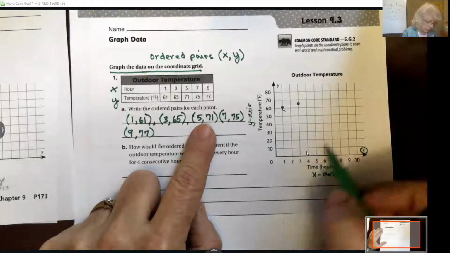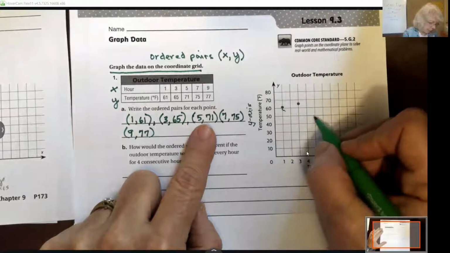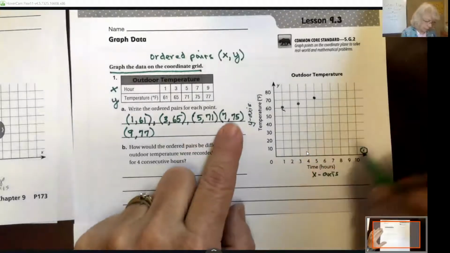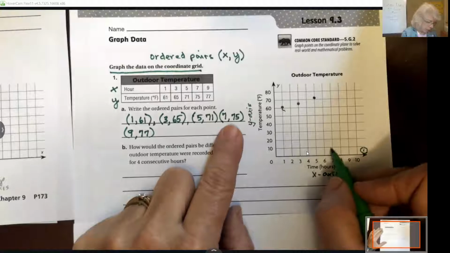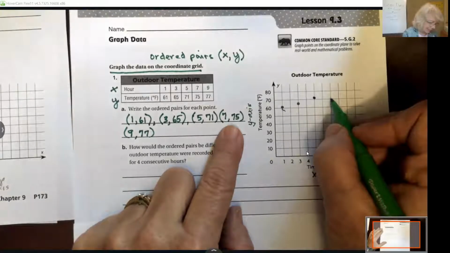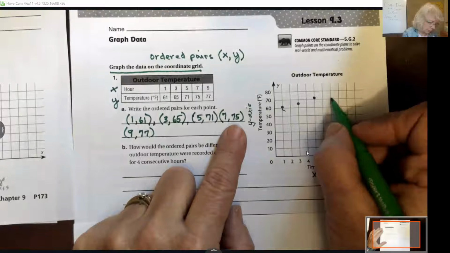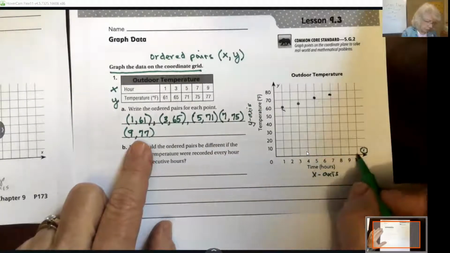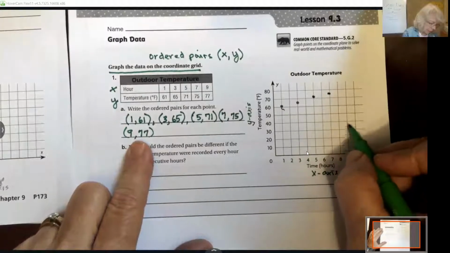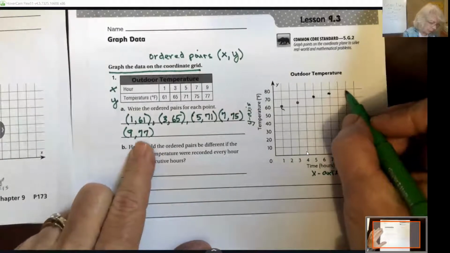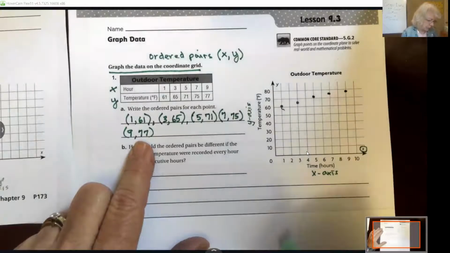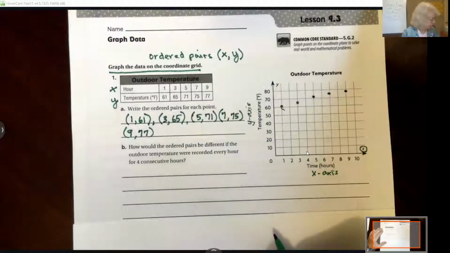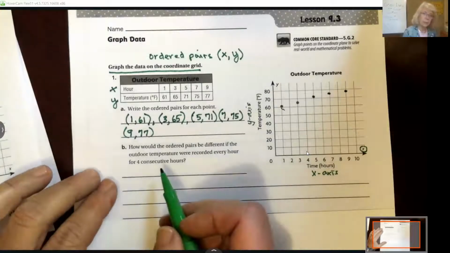So we're going to go over to 5, and we're going to go up until we get just past 70, call that 71. Now we're going to go over to 7, go up till we get just past 70. 75 would be halfway between 70 and 80, so we're going to put it there. And for the last one, we're going to go over to 9, and we're going to go up that line past 70, and we're short of 80, so we're going to call it right about there for 77. So we've graphed those ordered pairs, and now we're going to go on to the next question.